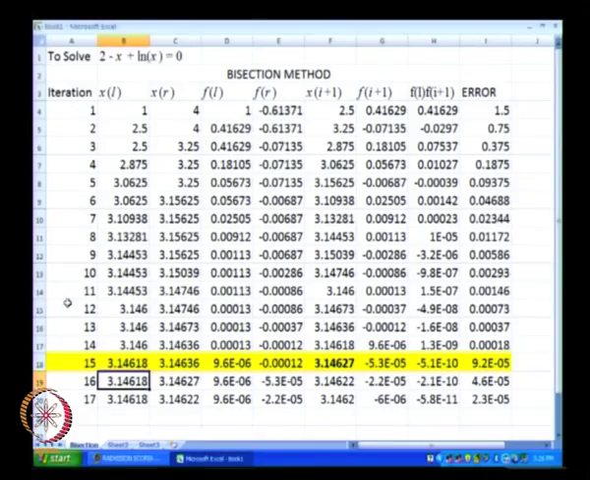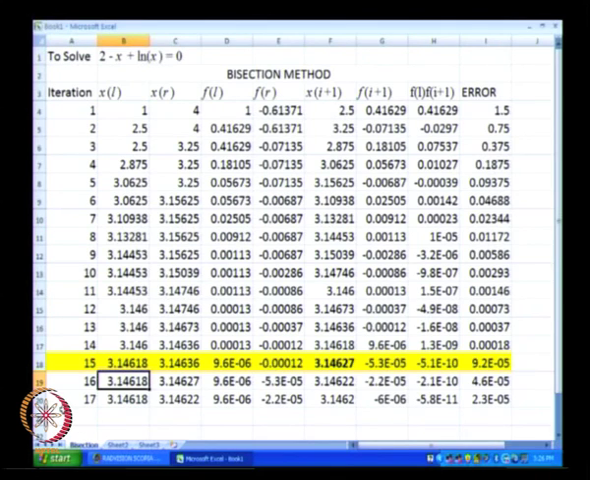Okay, so now let us go back to Microsoft Excel and try to see how we can solve the same problem 2 minus x plus ln x equal to 0, this time using not the bisection method but the regula falsi method. As we had seen a few moments back, the difference between bisection method and regula falsi method is only in the way x of i plus 1 is computed, and everything else remains the same.